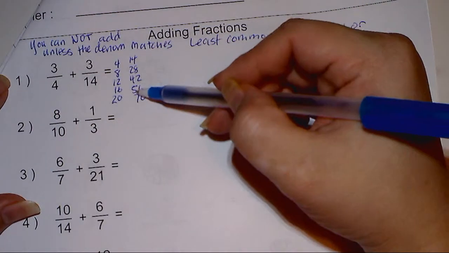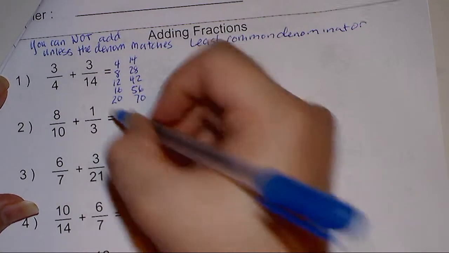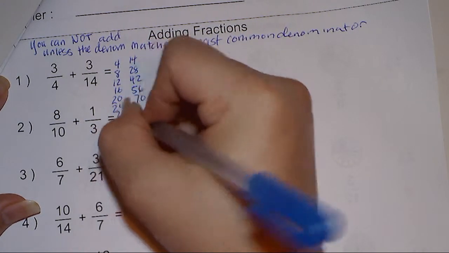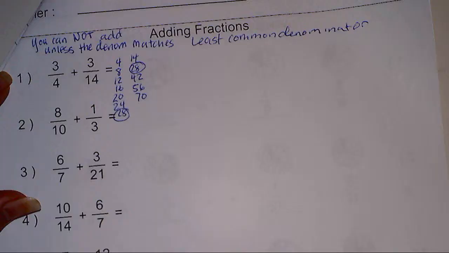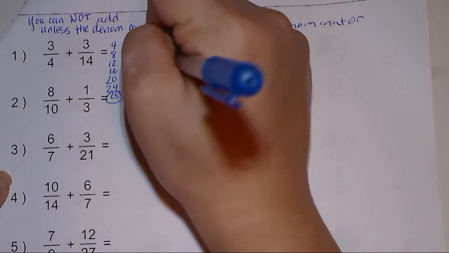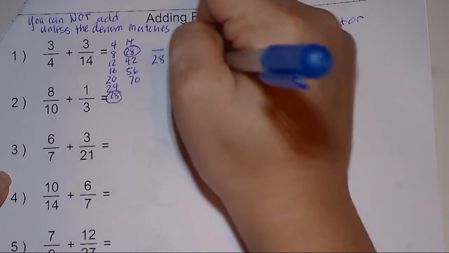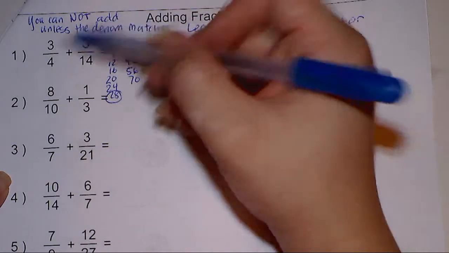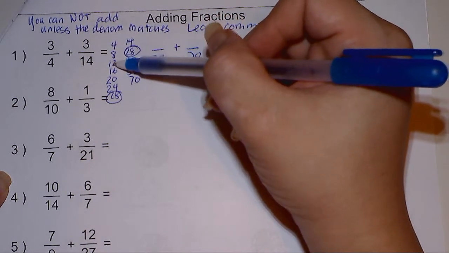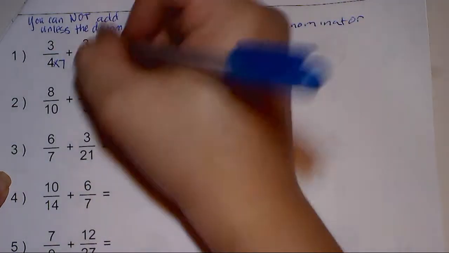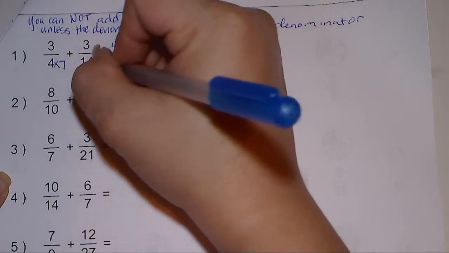So, alright. So, look at this. Still haven't found anything, so I have to keep going for 4. 24, 28, and I found it. Okay? So, my denominator is going to be 28. So, what did I do to 4? I multiplied it by 1, 2, 3, 4, 5, 6, 7. So, times 7. And then this side I did times 2.